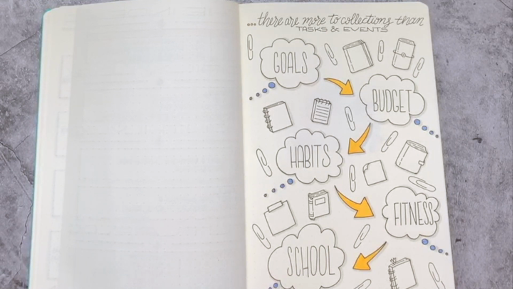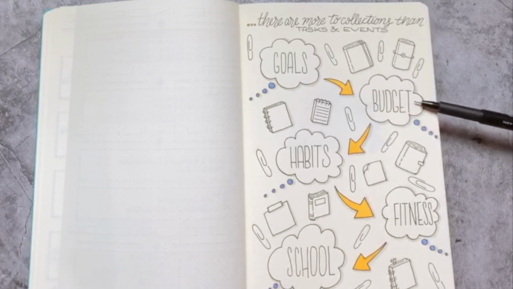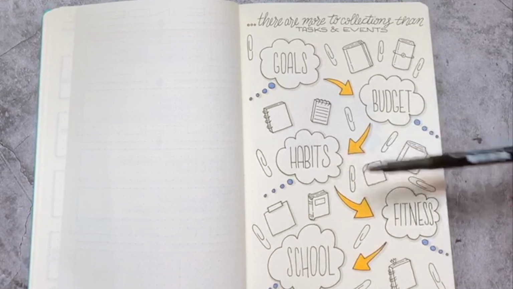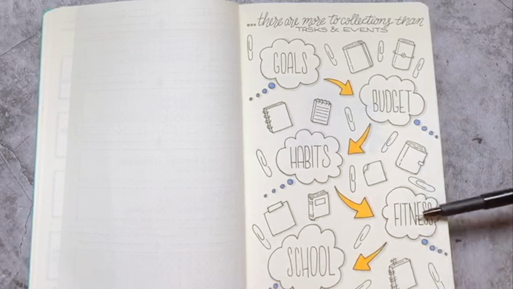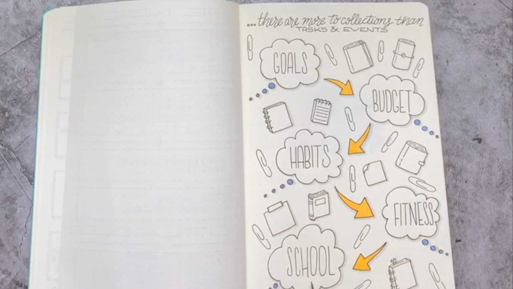I keep building onto my collections the more that I bullet journal, because I feel like this is the reason why I do this. Not only does it keep me productive and organized, but it helps me become a better person. So you can record your goals, you can set a budget for yourself, you can track your habits. If you're trying to lose weight or get fit, you can definitely log that right in here. If you have your school schedule or lists or homework, anything you can think of can be a collection that you can keep in your journal.